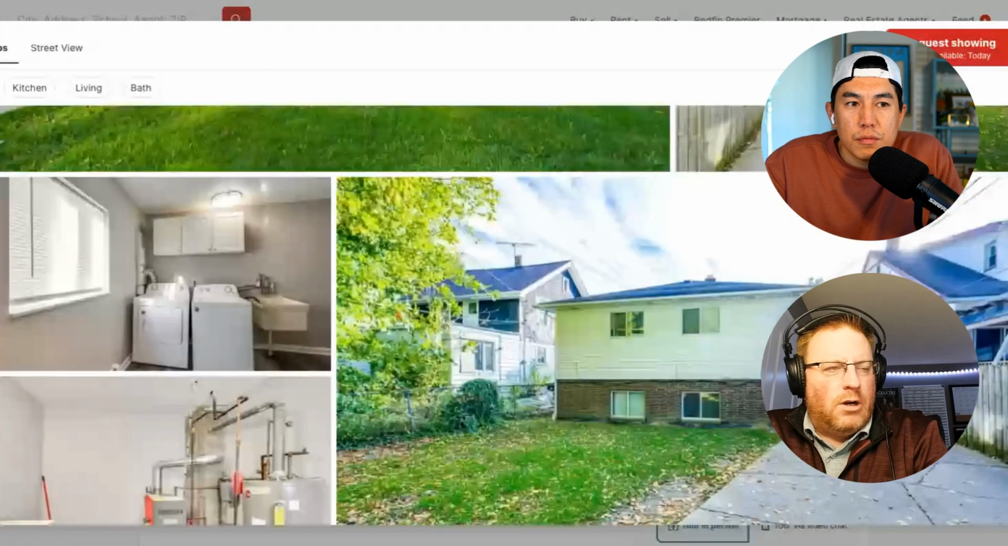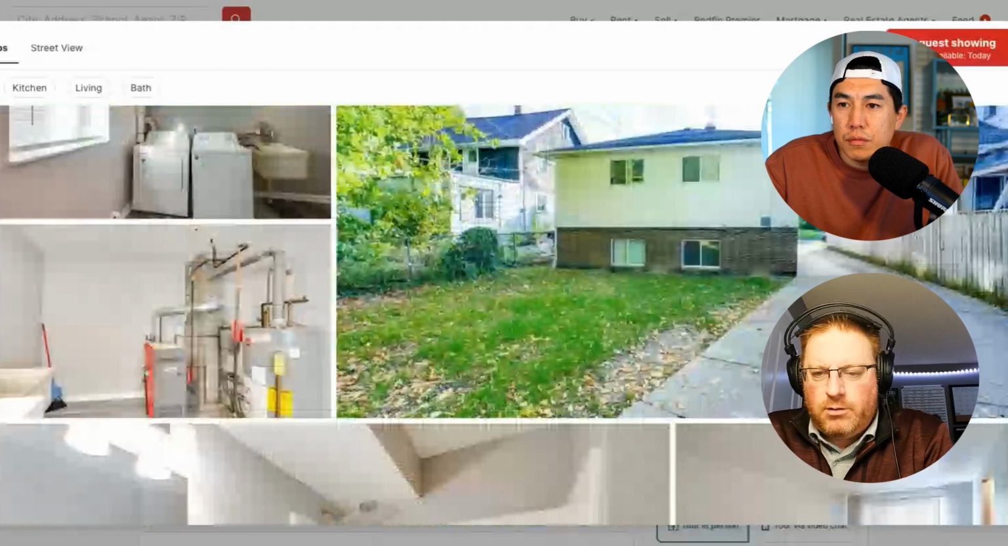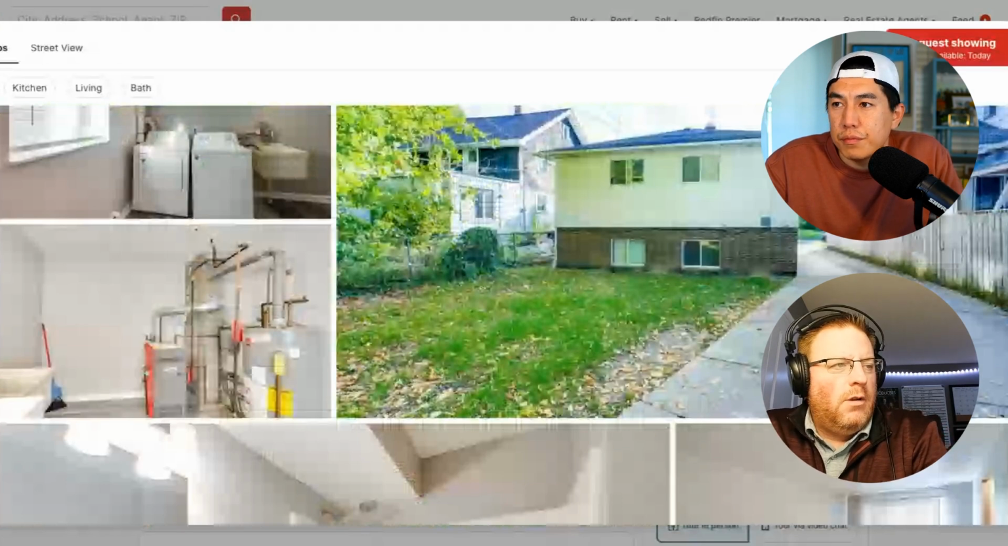I've thumbed through the photos here on my computer and I see what looks like quite a bit of off-street parking. That was one of the first things I had concerns with.